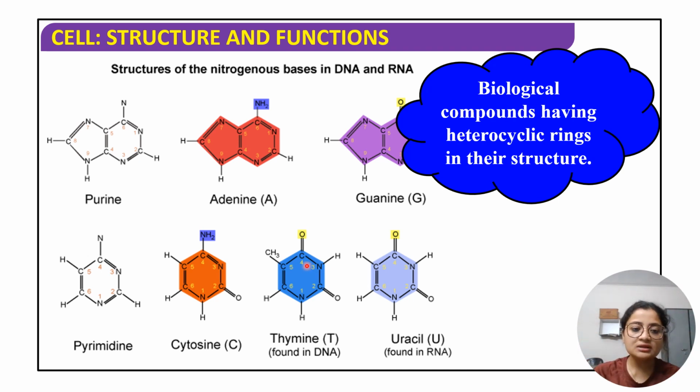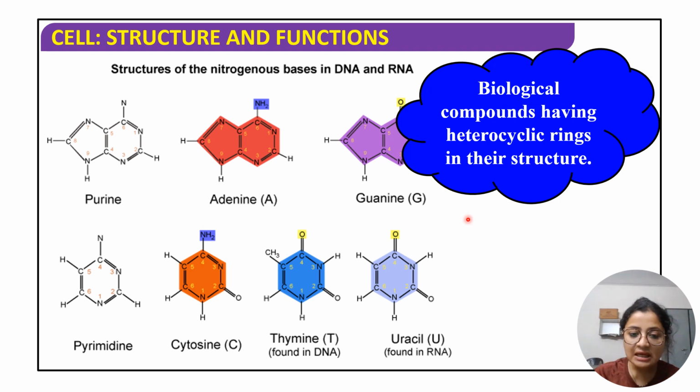So what are the nitrogenous bases? Two types of nitrogenous bases are there, purine and pyrimidine. See, all of these are heterocyclic compounds. As you can see, different types of cyclic components are there. So purine का दो variety होगा, adenine and guanine, and pyrimidine का तीन variety होगा, cytosine, thymine and uracil.